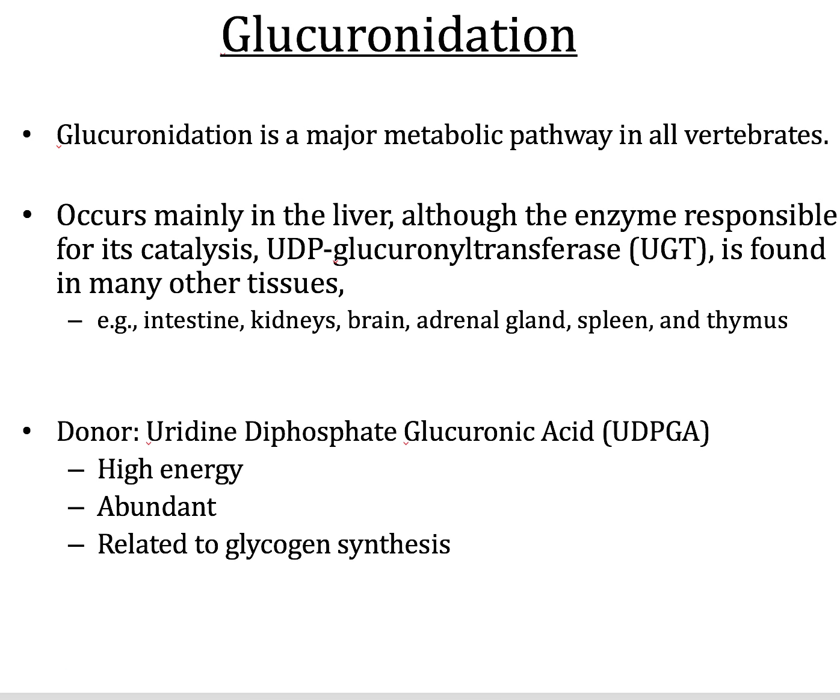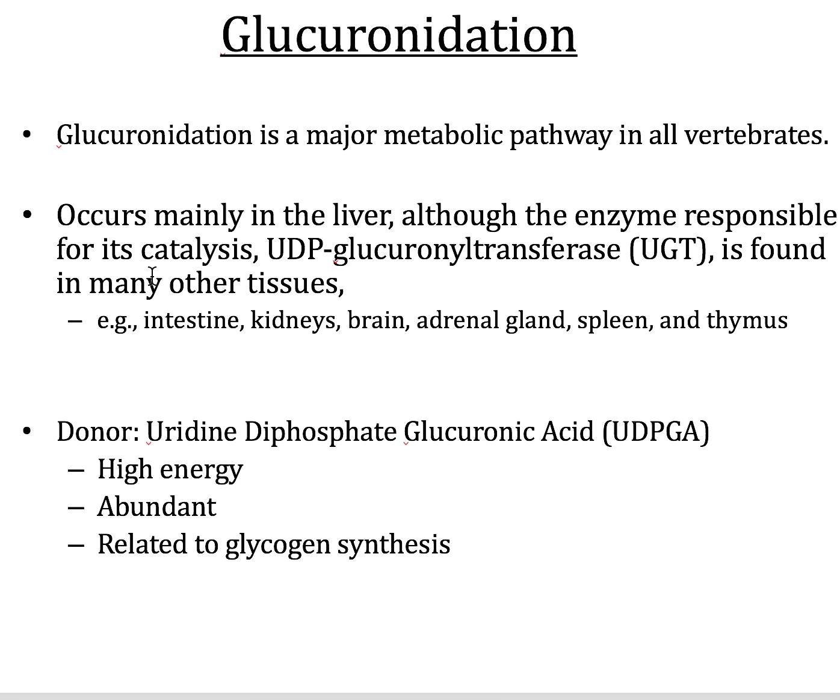Glucuronidation is the major metabolic pathway in all vertebrates. It makes use of the enzyme UGT, which is what I just said before, UDP glucuronosyltransferase, but for shorthand we call it UGT, and it's found in many other tissues apart from the liver. It mainly occurs in the liver, but it can be found in the intestine, kidneys, adrenal glands, spleen, and thymus.